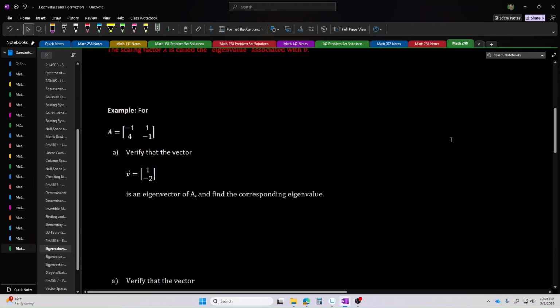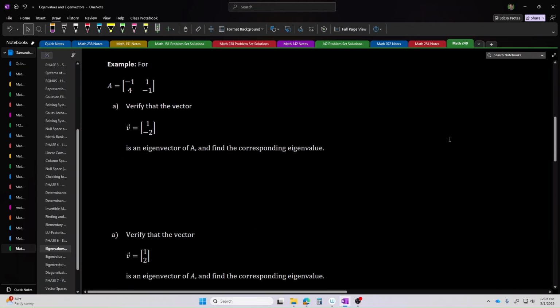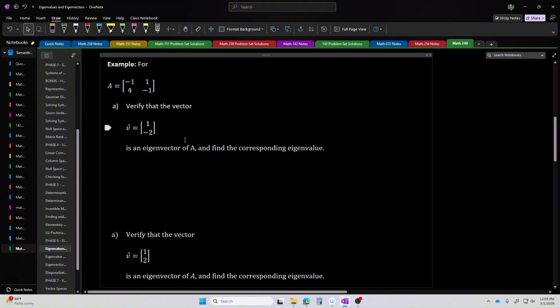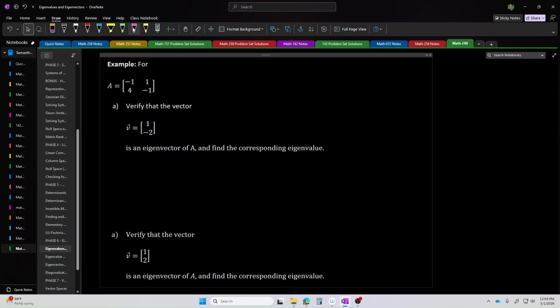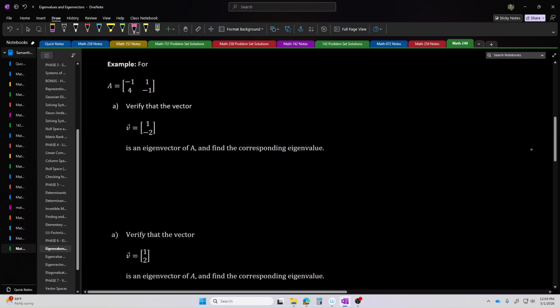So for example, here, suppose that we have the matrix [-1, 1; 4, -1]. I claim that the vector (1, -2) is a special vector which is scaled when multiplied by this matrix A. So let's go ahead and verify that, and let's find the corresponding eigenvalue.